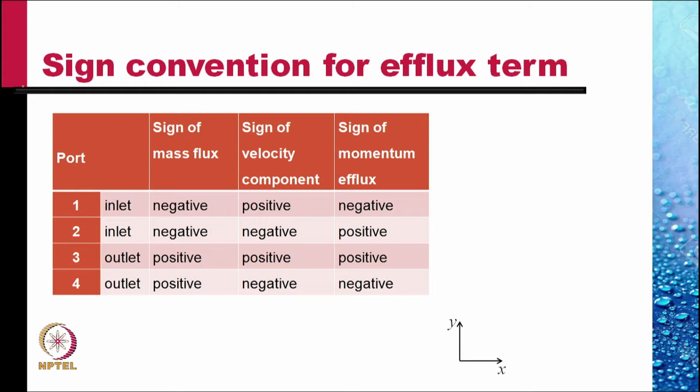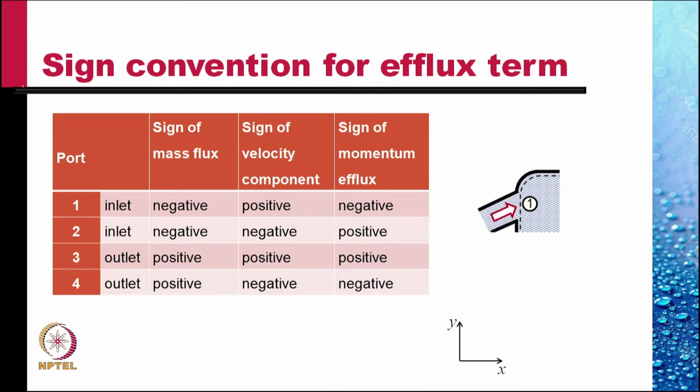We need to worry about the sign convention for the efflux term, and as was said before, at the inlet the sign of the mass flux is negative in this picture that we have shown, because the area vector is outwards, towards the left and down, and the velocity vector is towards the right and up. So the velocity vector is positive in the x and y components, whereas the area vector is downwards. So the sign of the mass flux is negative and the sign of the velocity component is positive. The sign of the momentum flux would be negative.